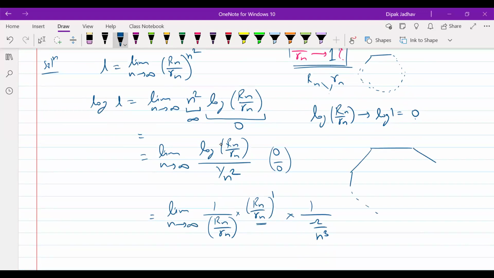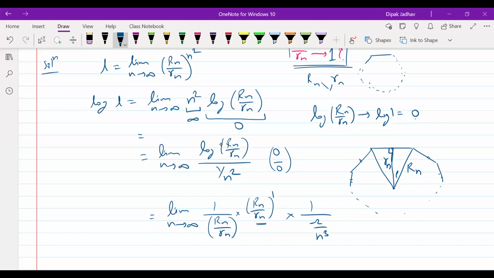This is your n-gon. This is your triangle. All sides are equal. Regular n-gon. Draw a perpendicular from the center of the circle. So this is my capital Rn and this is my small rn. All of you agree with this? Yes, sir. All these triangles are isosceles triangles. Yes, sir. This is capital Rn and this is small rn.